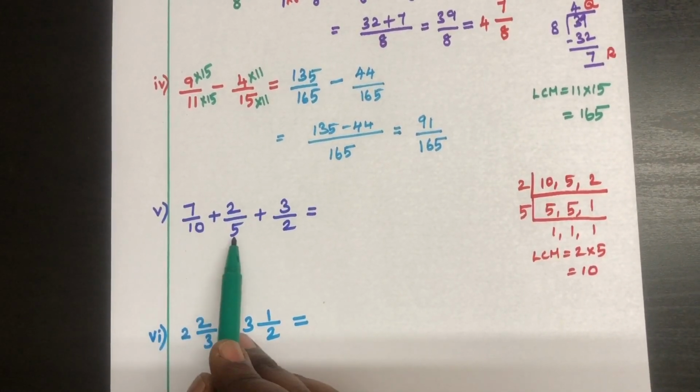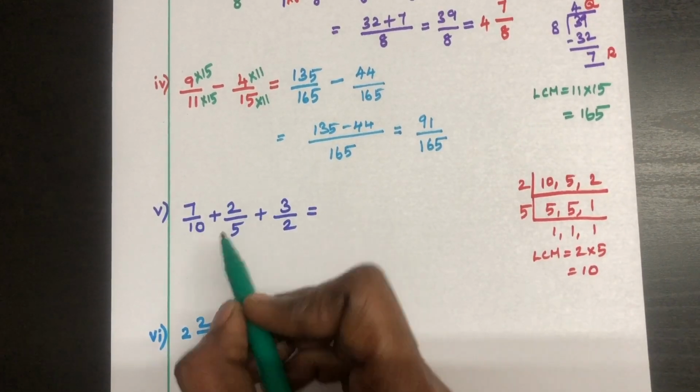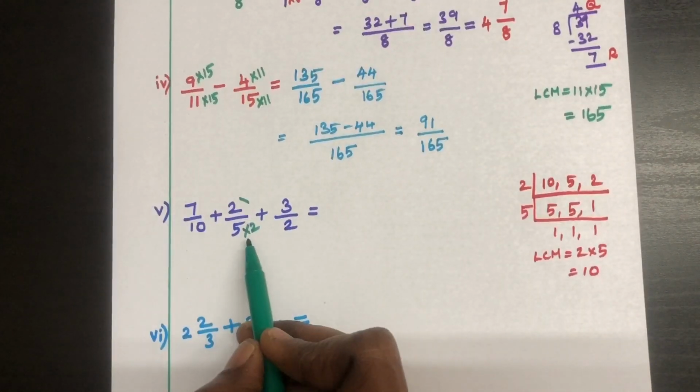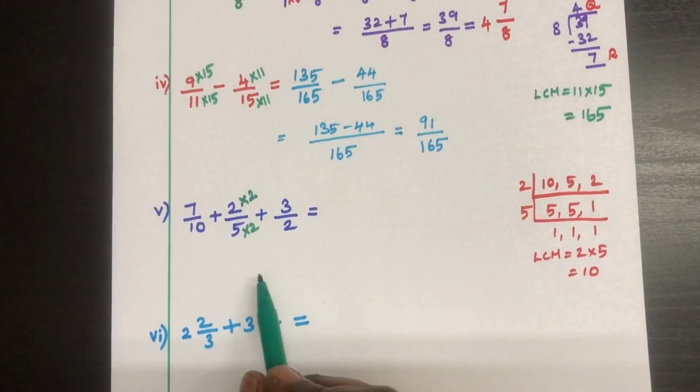Just leave this. Now come here. How to make this 5 as 10? If you multiply 5 by 2, it will give you 10. So whatever you are doing here, you should multiply it with here also in the numerator.